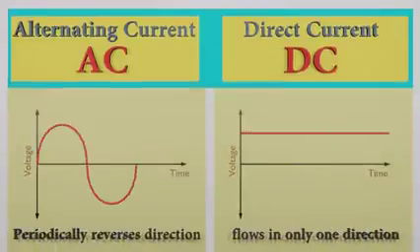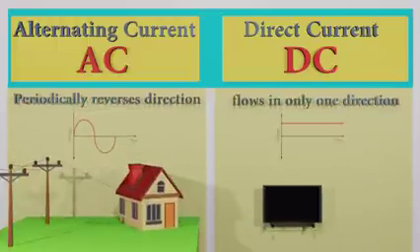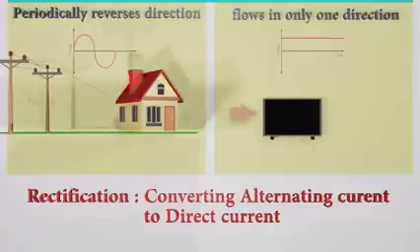We mainly have two current types that are widely used. One is alternating current, which periodically reverses direction. And the other is direct current, which flows in only one direction. Our homes get alternating current from the grid, but most of the modern electronic equipment uses direct current. So we need to convert the AC to DC. This process of converting alternating current into direct current is given the name rectification.